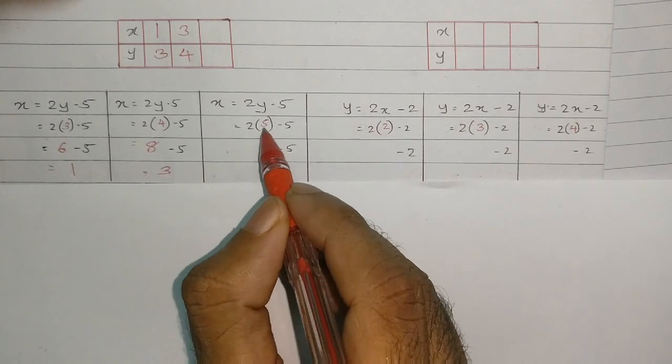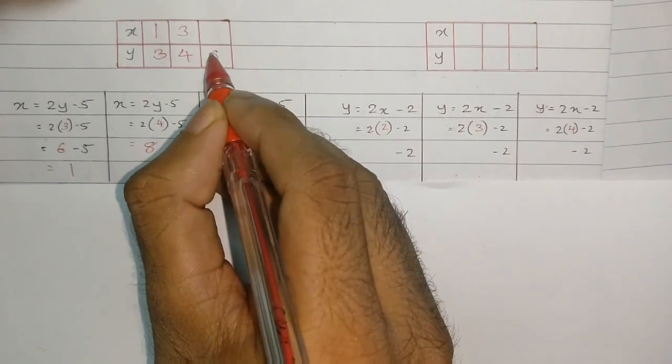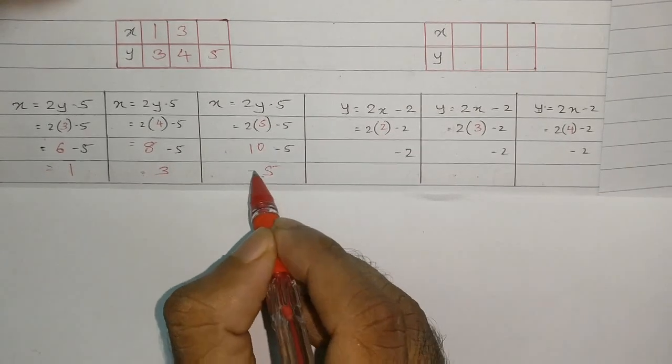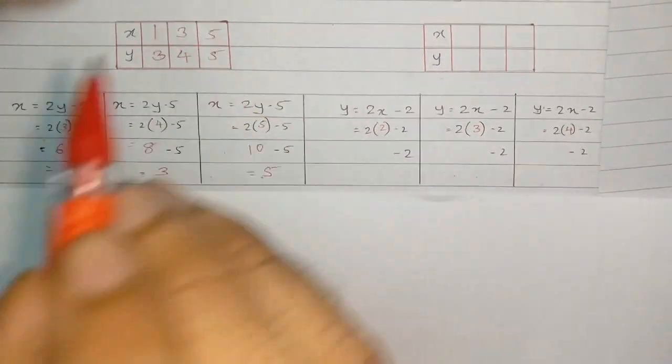Same way over here, I have substituted 5, so I'll write 5 over here. 2 5s are 10. 10 minus 5 is 5. So 5.